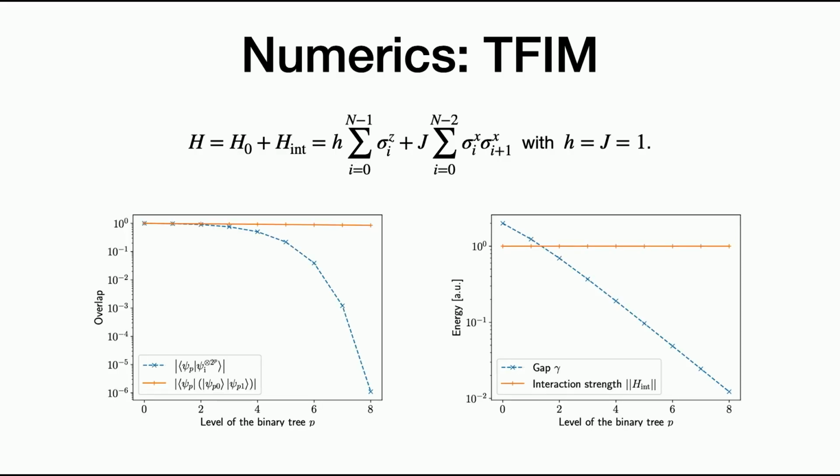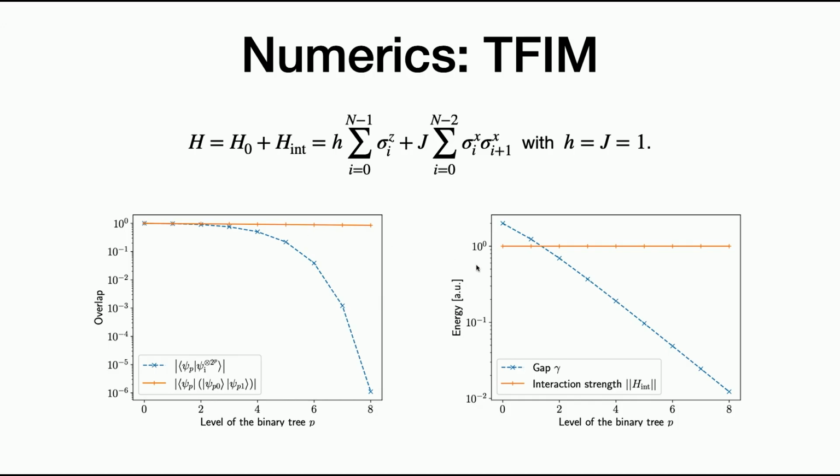And what they show here is, the left plot shows you, again, the overlap as a function of the level of the binary tree. The blue line is what you would expect from the Van Vleck catastrophe. This is just the overlap of the tensor copies of an initial state with a final state at layer P, and you can see it decreases exponentially. Whereas if you look just at the overlap between neighboring layers of this binary tree decomposition, then this stays effectively constant.